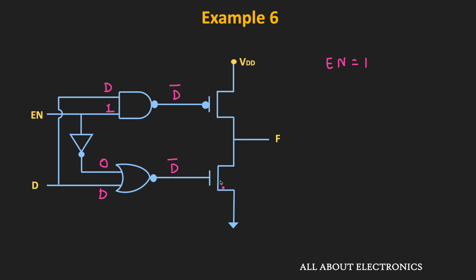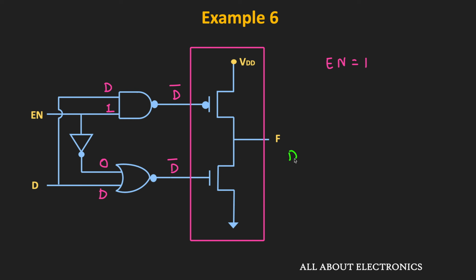So in this condition, the inputs for both the PMOS and the NMOS transistors are equal to D bar. And therefore, this circuit will work as an inverter. And the output will be the complement of D bar, that is equal to D. That means whenever the enable input is equal to 1, then the output of this circuit will be equal to D.